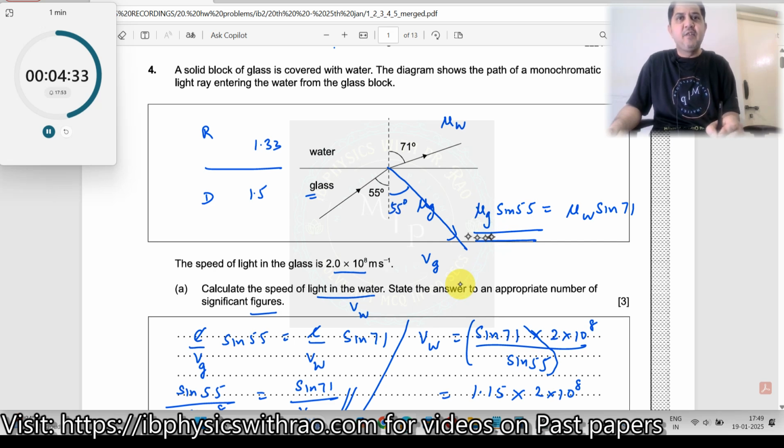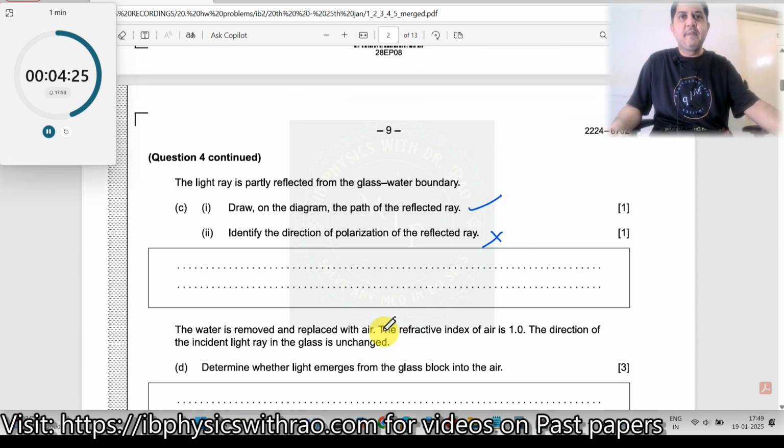So do not write anything over here. You should write over here so that this is 55 degrees, and thus you have to mention this. So this will fetch you 1 mark. Okay, done. Identify the direction of polarization of the reflected.